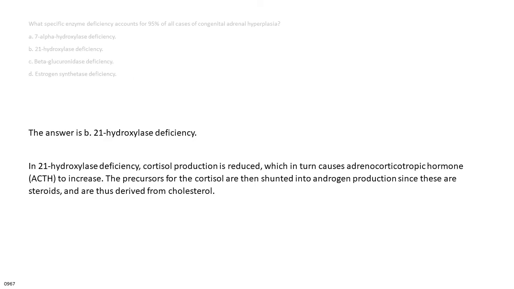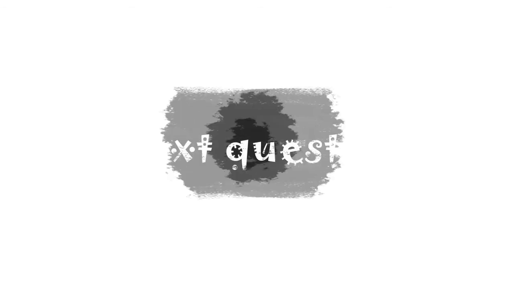The answer is B. 21-hydroxylase deficiency. In 21-hydroxylase deficiency, cortisol production is reduced, which in turn causes adrenocorticotropic hormone, ACTH, to increase. The precursors for the cortisol are then shunted into androgen production since these are steroids, and are thus derived from cholesterol.